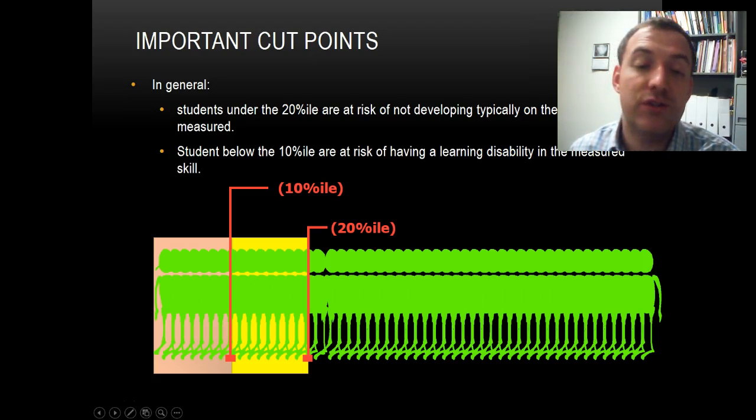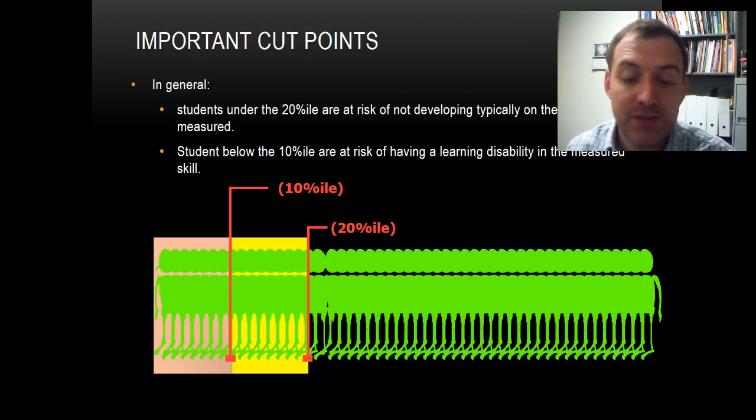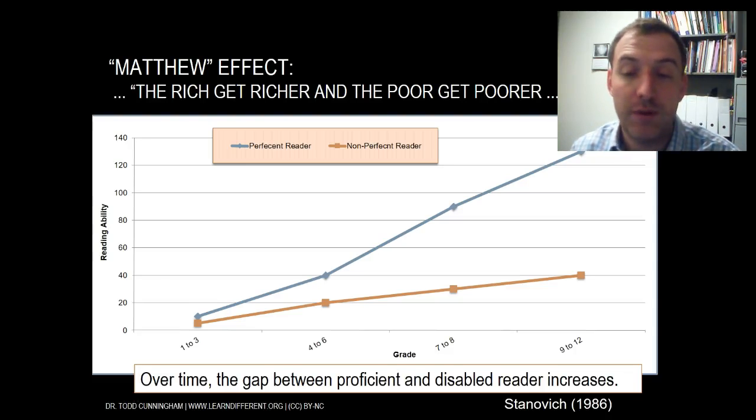And again, going back to this 10th percentile and 20th percentile, the real reason that we want to pay attention to these students so much is because of the Matthew effect. And we've talked about this before. The Matthew effect says the rich get richer, the poor get poorer. Those students who are over the 20th percentile have typical reading development. So on any of those literacy skills, their literacy skills will continue to get better over time. They'll keep going up and up and up.